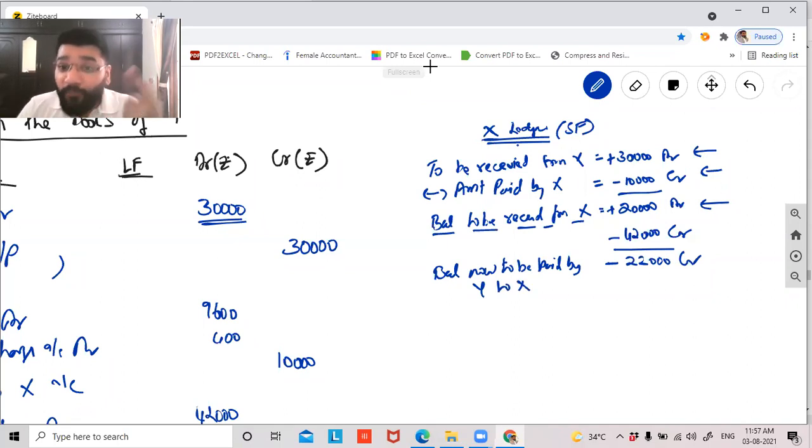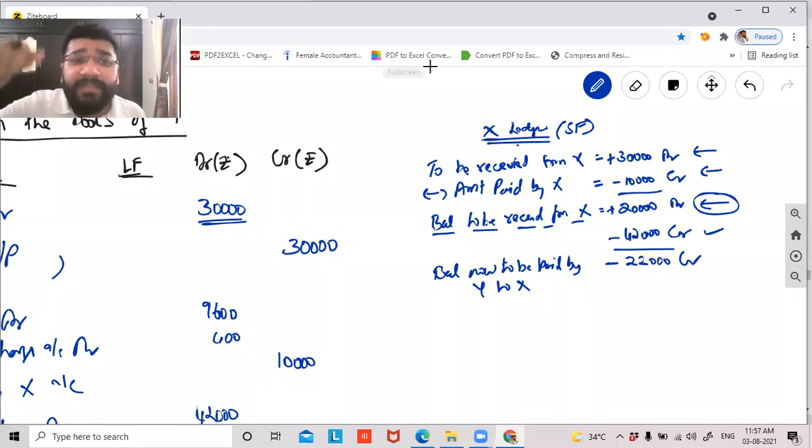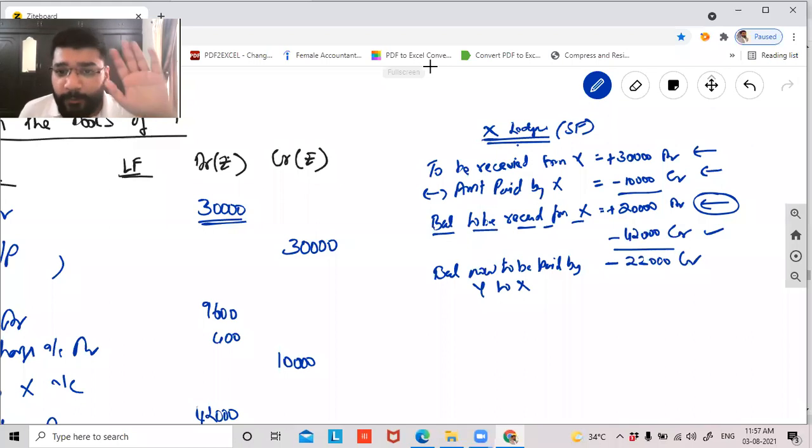Now guys, until this new bill was drawn, Y was supposed to receive from X. Now the moment X is accepting a bill of 42,000 rupees, from this 42,000 rupees Y will set off his amount of 20,000 rupees, and now Y has to pay this 22,000 remaining back to X. Till this point, clear or not clear? Yes, sir. I want an answer from everybody. Clear, yes, sir.